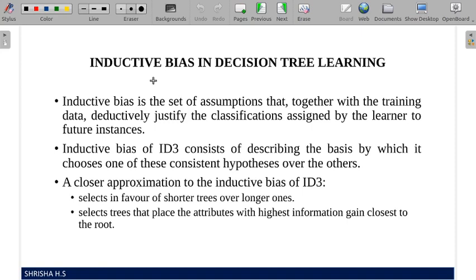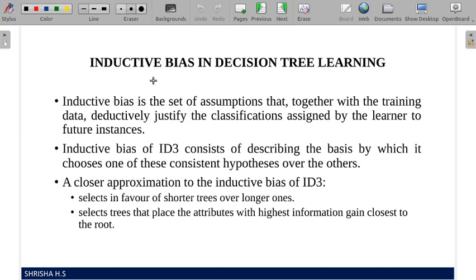Shorter trees are more favored in our algorithm, and also a particular tree which is arranged such that the attribute which has higher information gain is placed closer to the root. If you observe, the root has the highest information gain, and the subsequent hierarchy will see decreasing information gain. If you go in the bottom up approach, at the level of a leaf minus 1 level, the attribute will have the lowest information gain, as we proceed towards the root.